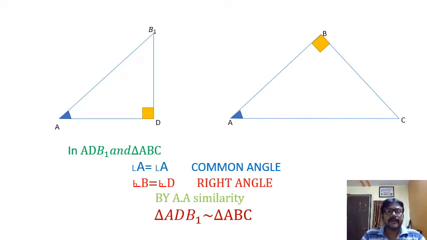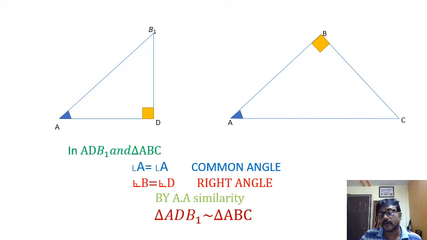Okay, let's try to compare triangle ADB1 and triangle ABC, to find whether any similarities exist. Here you can easily see that both have a common angle A, and of course ADB1 is a right angle triangle and ABC is a right angle triangle. We have a right angle as their common feature. So angle B is equal to angle D, which is 90 degrees, a right angle. So by angle similarity, we can easily conclude that triangle ADB1 is similar to triangle ABC. So both are similar triangles.